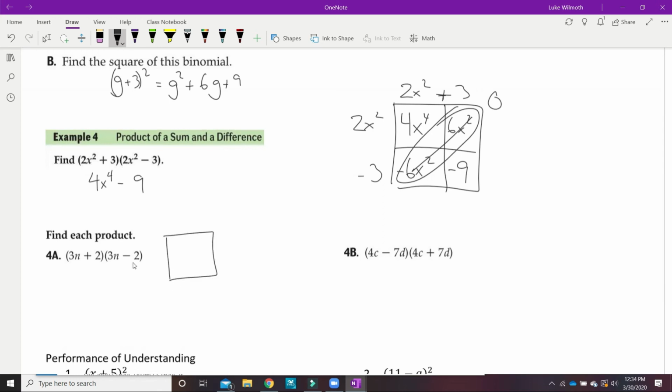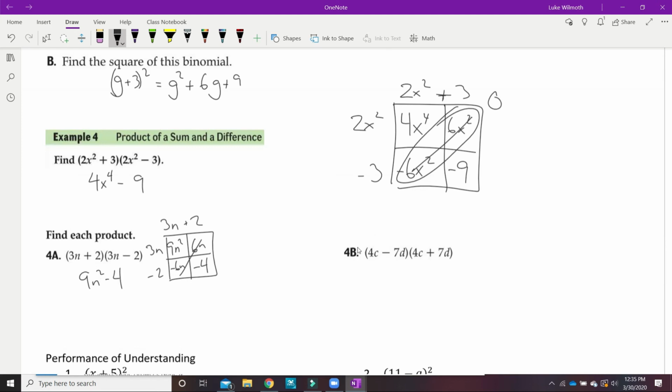I can already see what the pattern is. I say, okay, it's going to be 3n plus 2 times 3n minus 2. 9n squared. These are going to be 6n. These are minus 6n. You notice these two are exactly the same but opposite signs. And this is minus 4. These terms cancel. I get 9n squared minus 4.